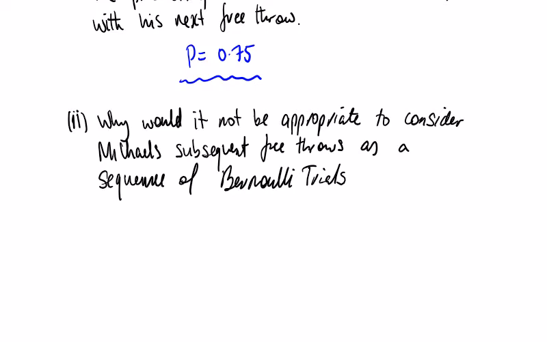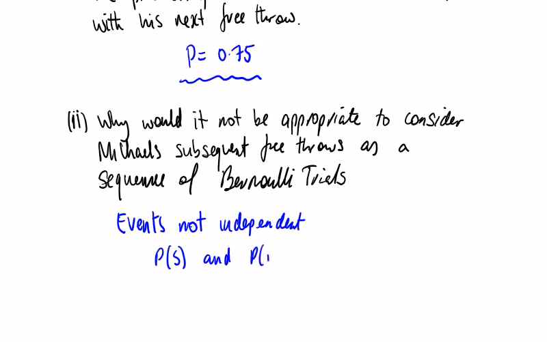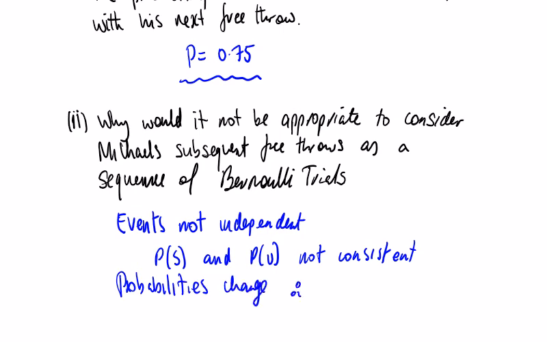And the final part is, why would it not be appropriate to consider Michael's subsequent free throws as a sequence of Bernoulli trials? Well, what we know about Bernoulli trials is the probability of success and failure doesn't change. So in this case they do. Another way to say that is the events are not independent. Probability of success and probability of failure not consistent, or probabilities change. So therefore not Bernoulli.